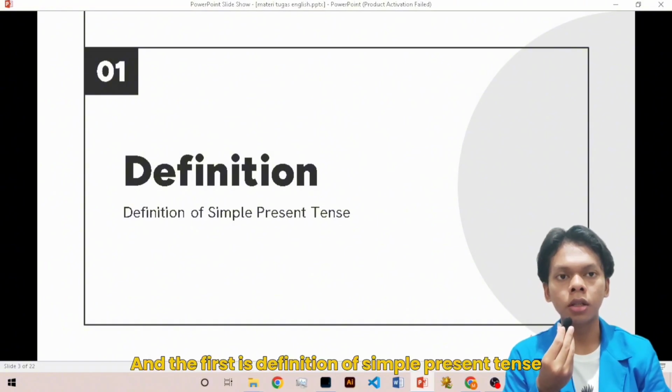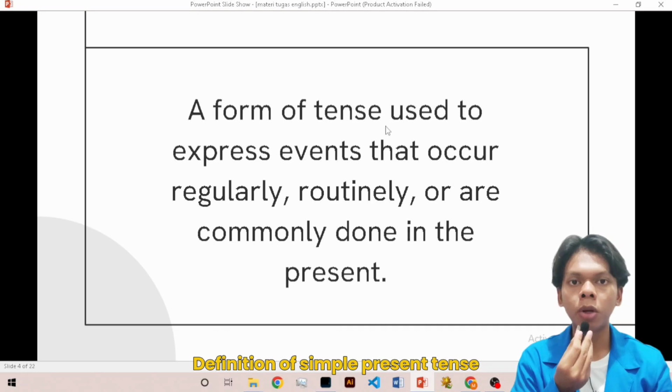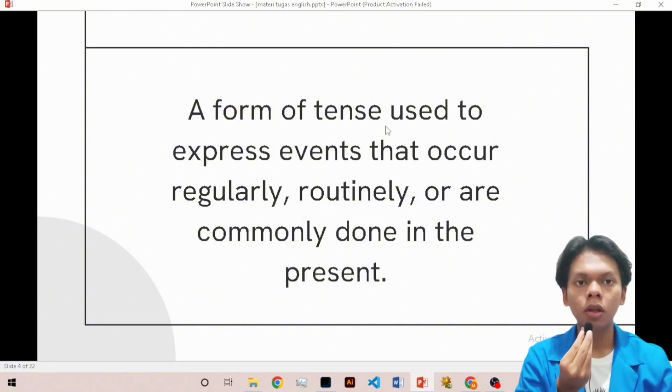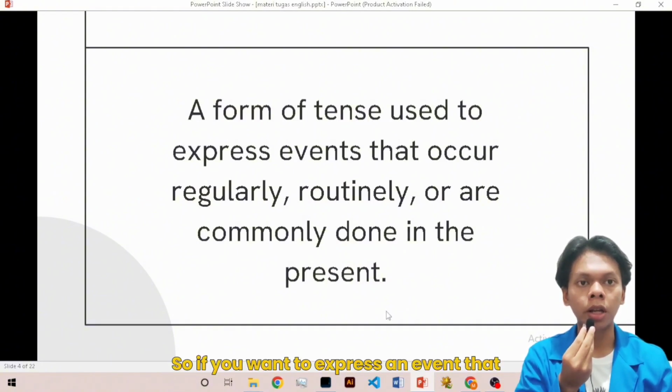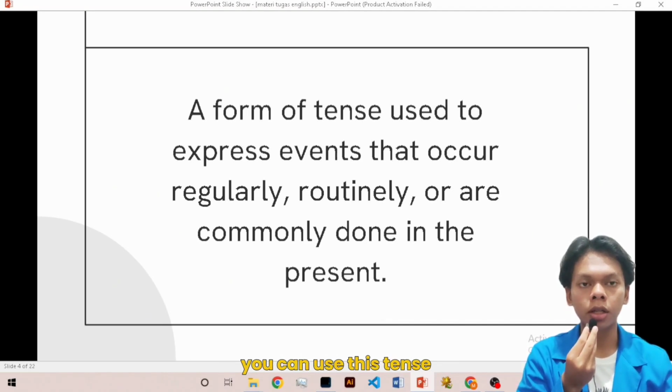And the first is definition of simple present tense. Definition of simple present tense is a form of tense that used to express events that occur regularly, routinely, or are commonly done in the present. So, if you want to express an event that you are done in the present, you can use this tense.